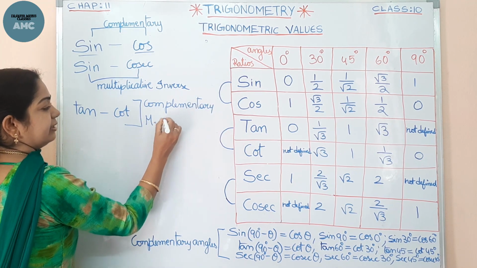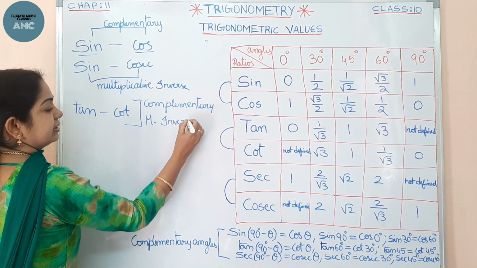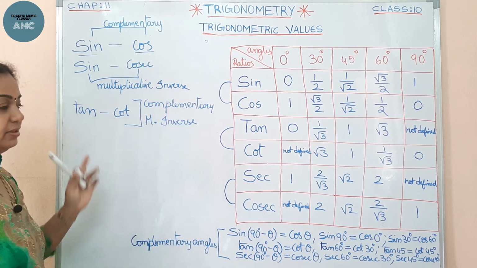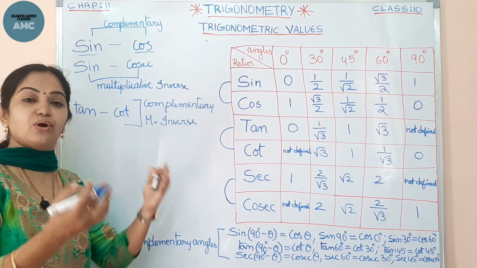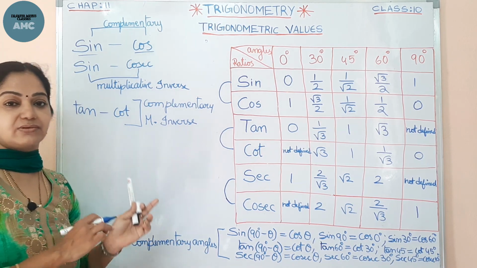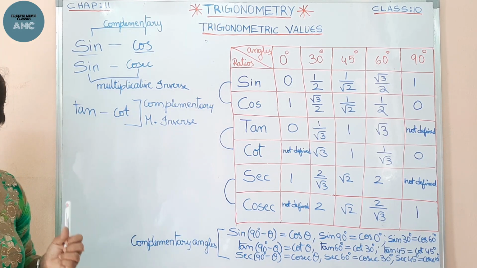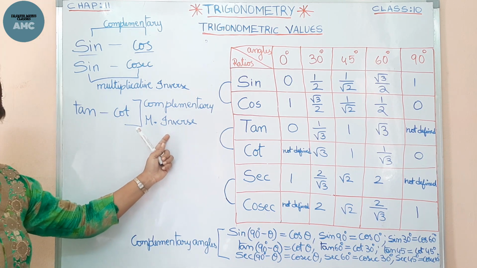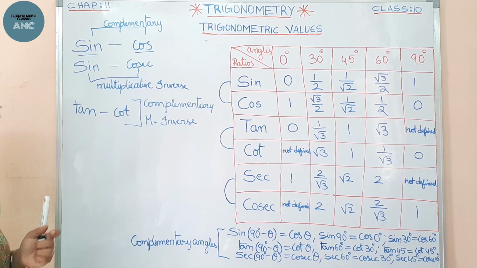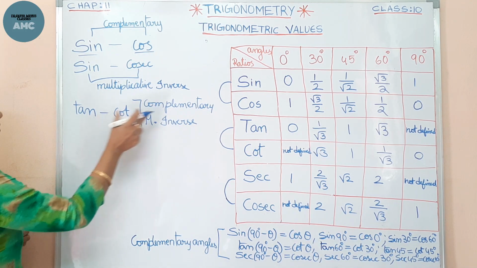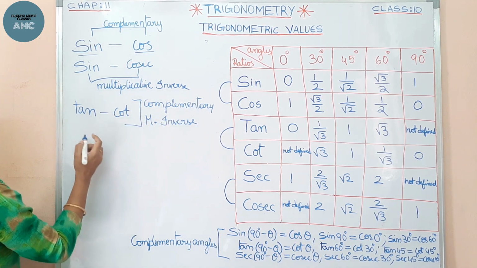And the multiplicative inverse, okay, I have written it in the short form. Now here, complementary means tan 90 degrees is equal to cot 0 degrees, tan 60 degrees is equal to cot 30 degrees. Whereas multiplicative inverse means tan is equal to 1 by cot. Okay, that is the multiplicative inverse. So only for tan and cot, they both are complementary as well as multiplicative inverse.